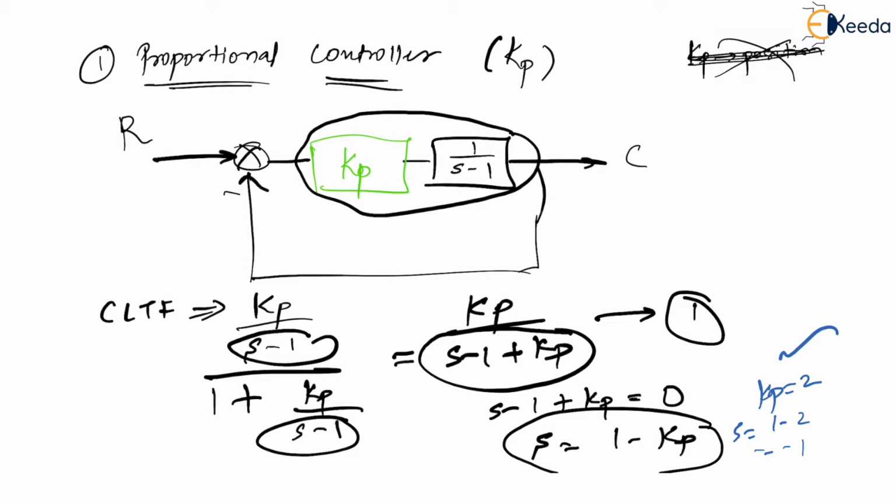System will become stable. What is my point? On the other hand, let us think of an input and then try to find the output. Let me consider unit step input only. Okay, unit step input, no problem.